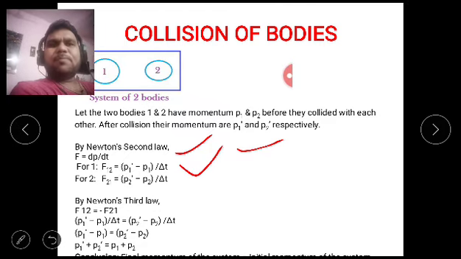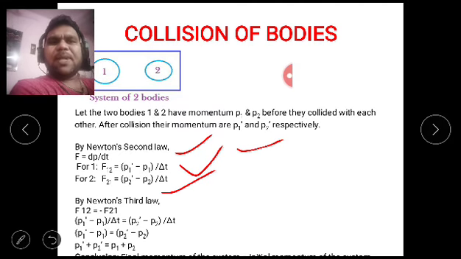So it will be the change in momentum. The momentum of body 1 after collision is P1 dash and before collision was P1. So we can write F12 is equal to (P1 dash minus P1) by delta t, and F21 is equal to (P2 dash minus P2) by delta t. And from Newton's third law of motion, F12 is equal to minus F21. The forces, action-reaction pairs, will be equal and opposite.